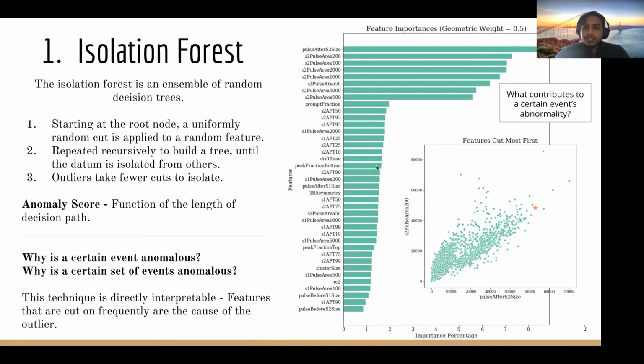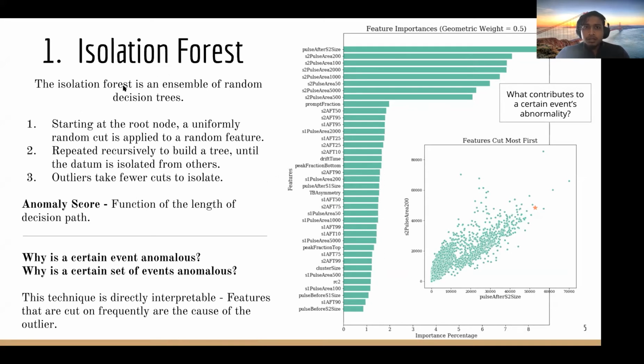So this is the main benefit of using a technique like the isolation forest. It's interpretable, which is important when you're trying to discard data or something. You have to have very strong justifications of why you're doing that.